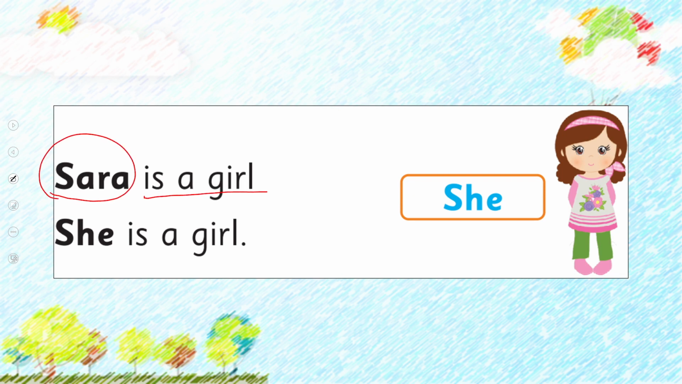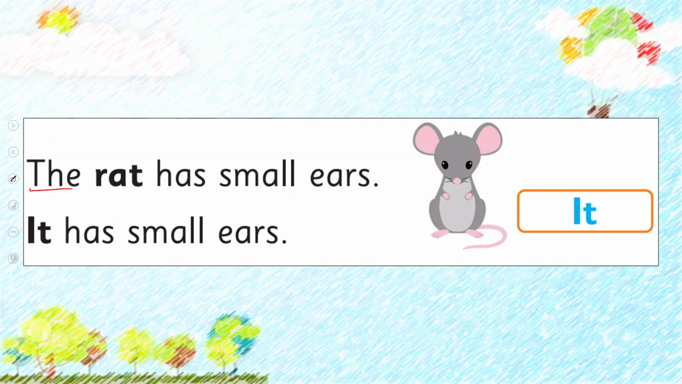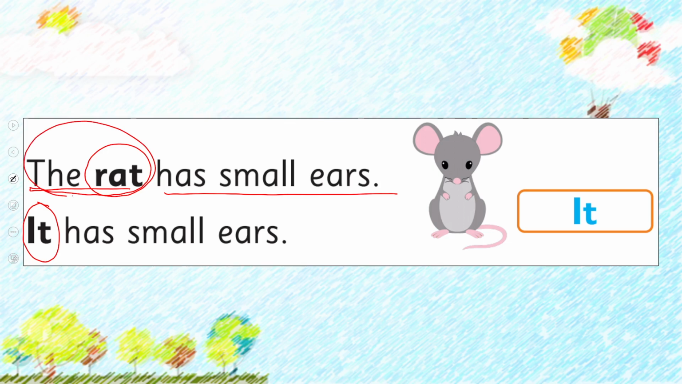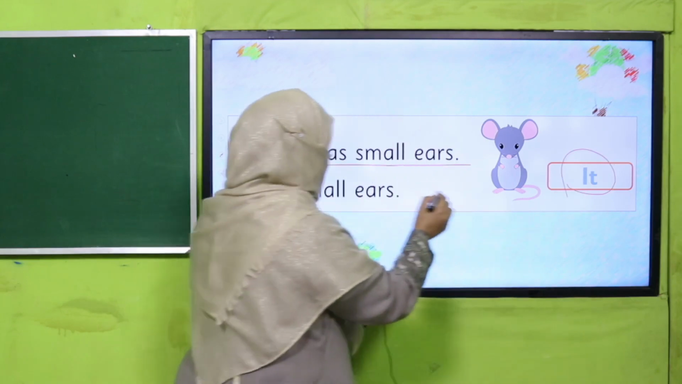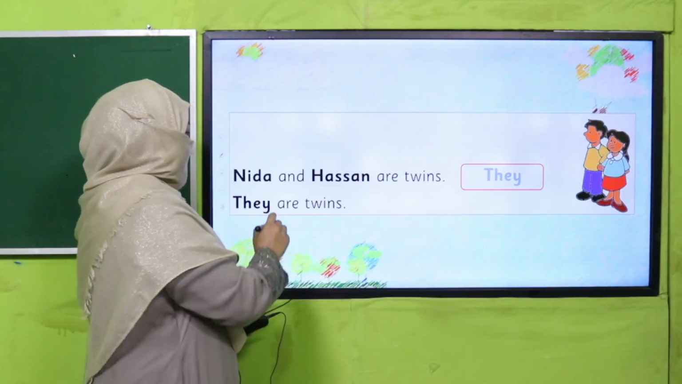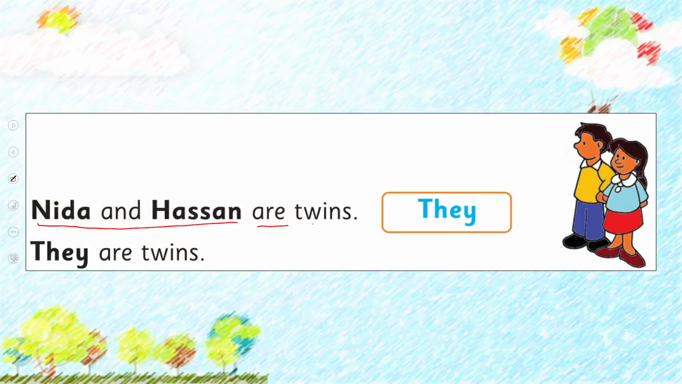Sarah is a girl. Now, this naming word Sarah is referring to a feminine, to a female. So, we will replace it with she. So, she is the substitution word for feminine naming words, right? Okay. The rat has small ears. It has. Now, rat, as I told you, this is a naming word for a living thing. So, we replace it with it. It has small ears.